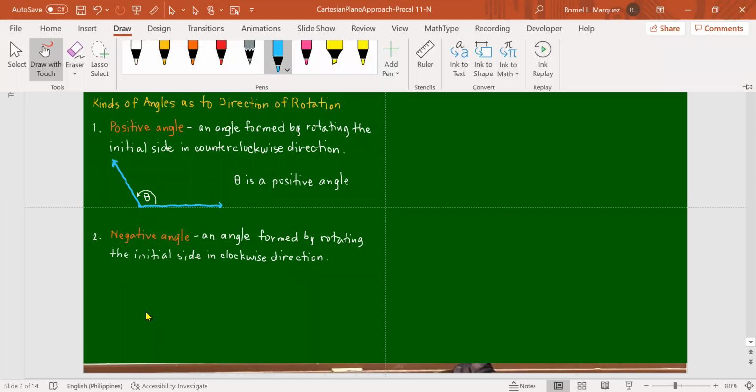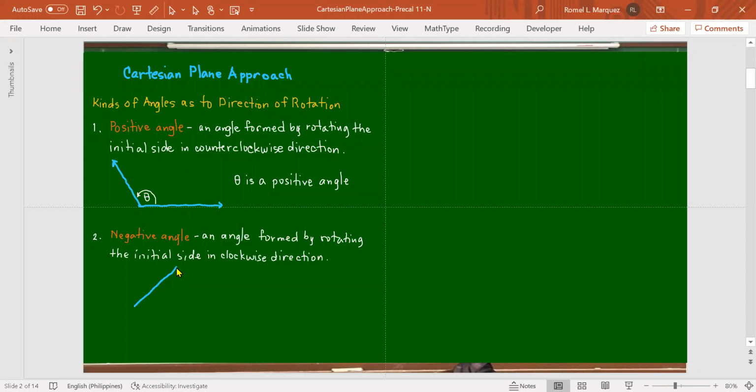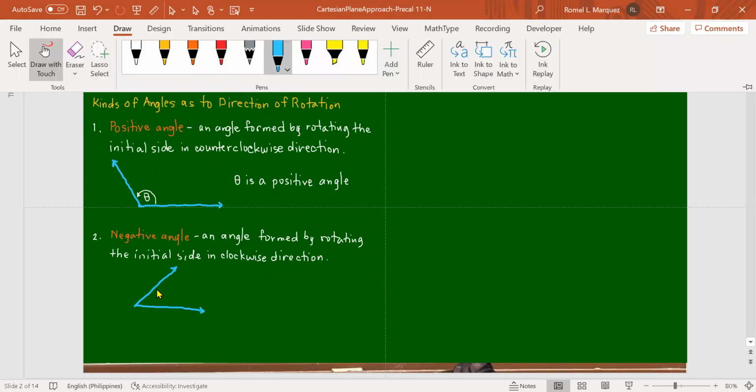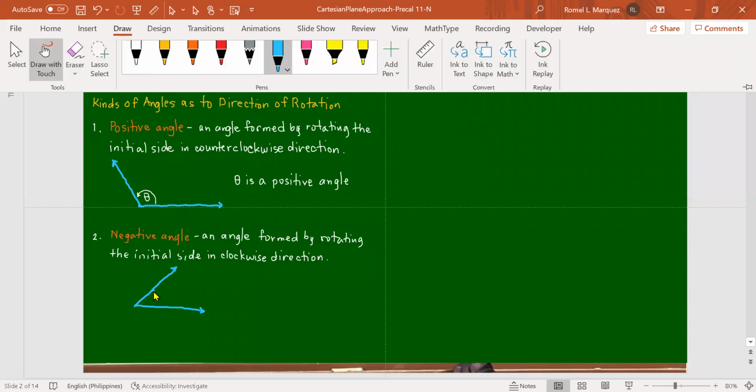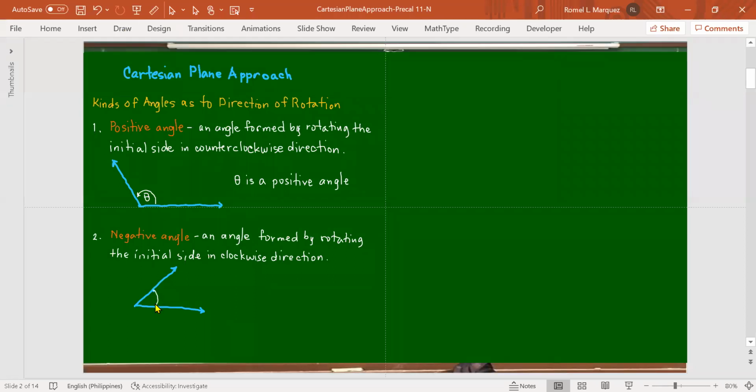Let us consider this angle. Let's say I have this angle, my initial side, and this is my terminal side. To denote that this is the initial side, the tail of the arrow should be pointing here, and the arrowhead pointing to this ray below. So if this is beta, we say that beta is a negative angle.